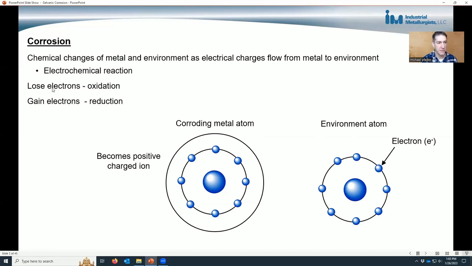The process for losing electrons, which is what happens with the metal atom, is called oxidation. So this is an oxidation reaction when an atom or molecule loses electrons. And gaining electrons is called reduction. That's a reduction process. So the environment atom there would be a reduction process going on there where there's gaining of the electrons.